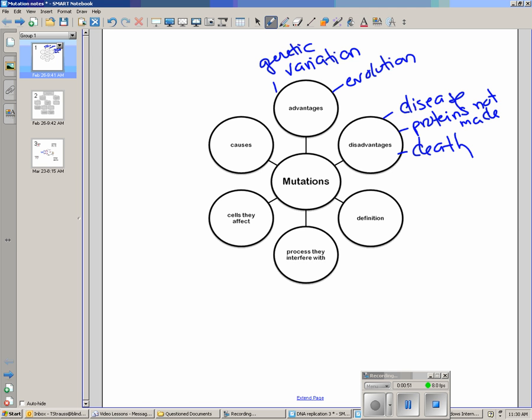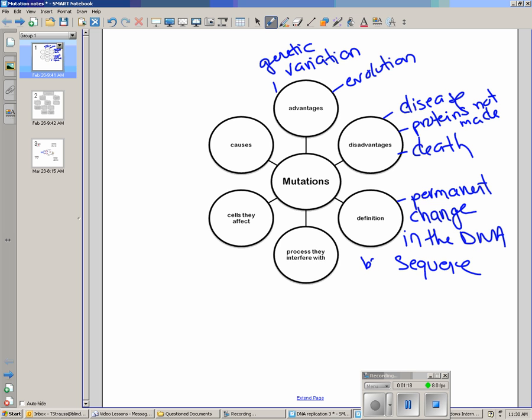And the actual definition of a mutation is a permanent change in the DNA base sequence. In order for a mutation to be passed on, it has to actually happen in the gametes. Otherwise, there can be some external factors that cause mutations in other cells in the body. Okay, I'm gonna put base here. All right, so the process that is being interfered with is, of course, protein synthesis, because that's our ultimate goal.